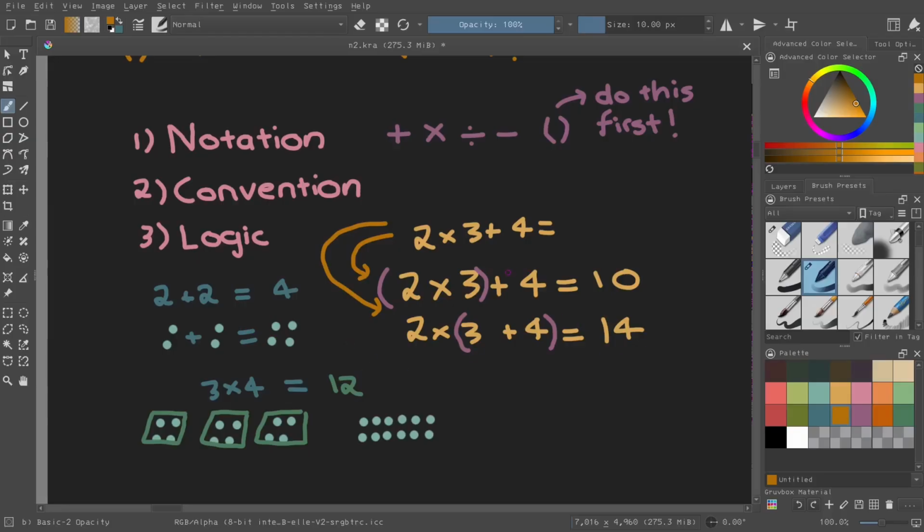But that's not very useful, so what we use is a convention. If we haven't specified these brackets, then just assume that you have to do multiplication first and then your addition. So this is assumed, and that's simply convention. You could do it the other way, but then you'd have to ensure that everyone else you're working with also does it that way, which is quite difficult.